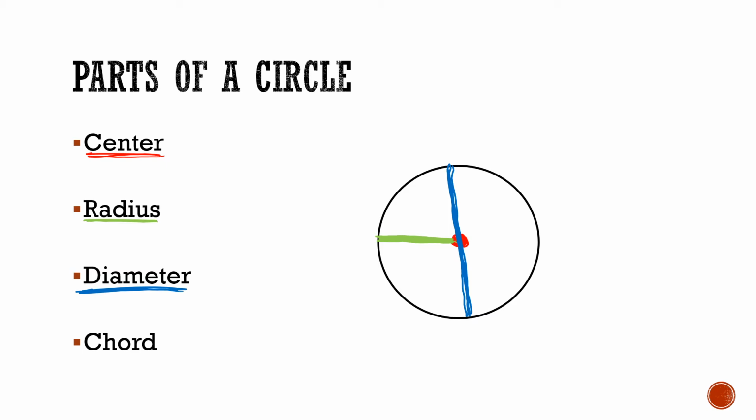And then the last thing that we need to discuss is what we call a chord. Now a chord is very similar to the diameter, but a chord still passes from one edge of the circle to the other edge of the circle. But the difference is a chord does not pass through the center, whereas the diameter does. You can see where this chord does go from one edge of the circle to the other, but it's not passing through the center. So that's how a chord is different from a diameter.